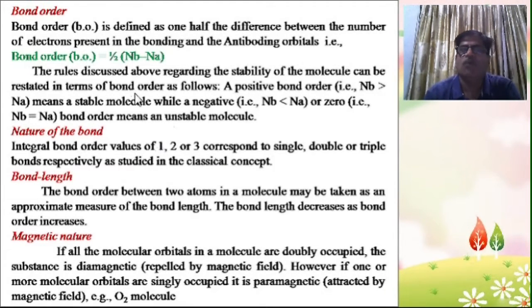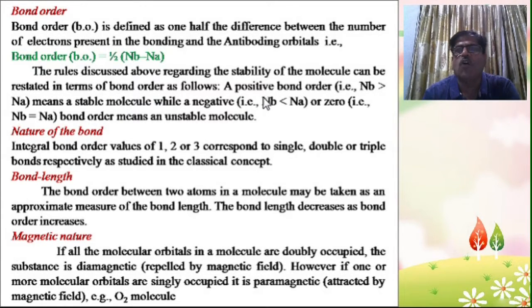So what is bond order? Bond order, BO, is defined as one half the difference between the number of electrons present in the bonding and anti-bonding orbitals. Bond order is equal to 1/2 (Nb minus Na). The rules discussed above regarding the stability of a molecule can be restated in terms of bond order as follows.